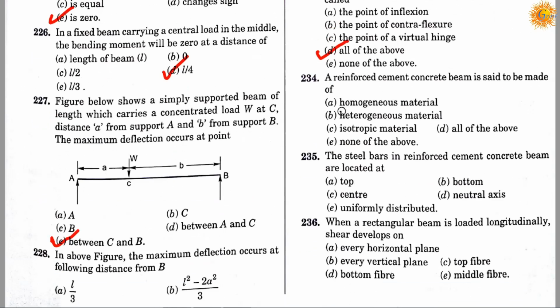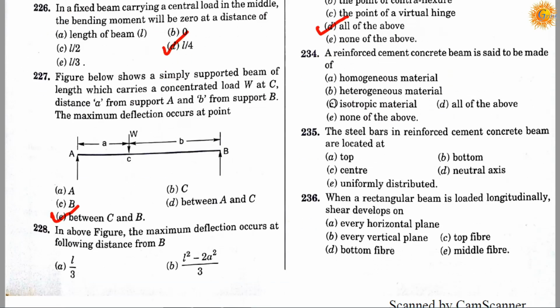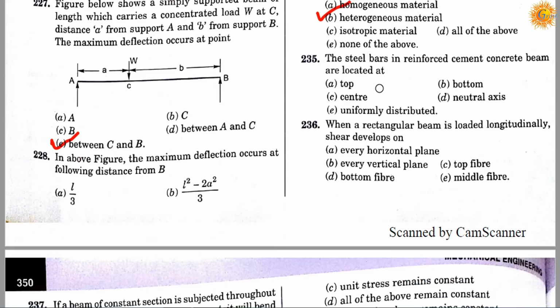Question number 234. A reinforced cement concrete beam is said to be made of: option A, homogeneous material; option B, heterogeneous material; option C, isotropic material; option D, all of the above; and option E, none of the above. Correct answer is B. It's called heterogeneous material.